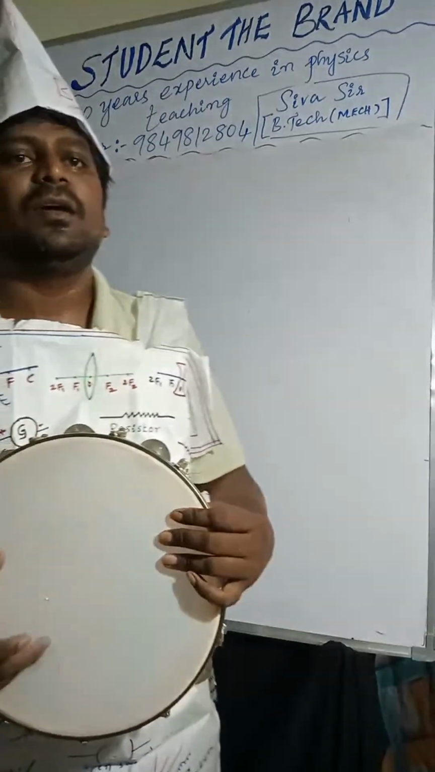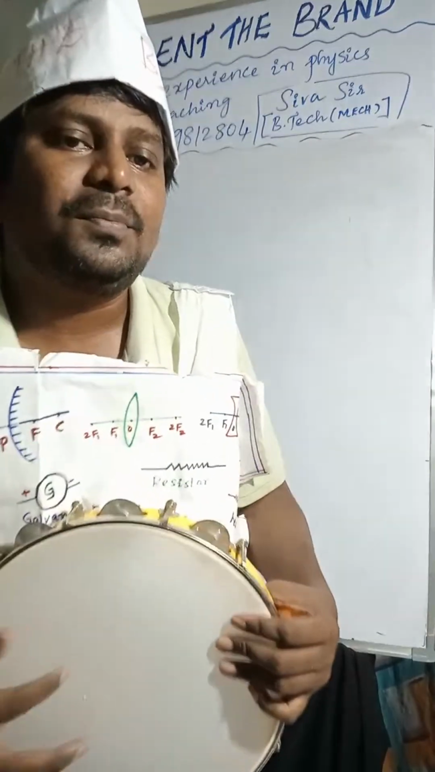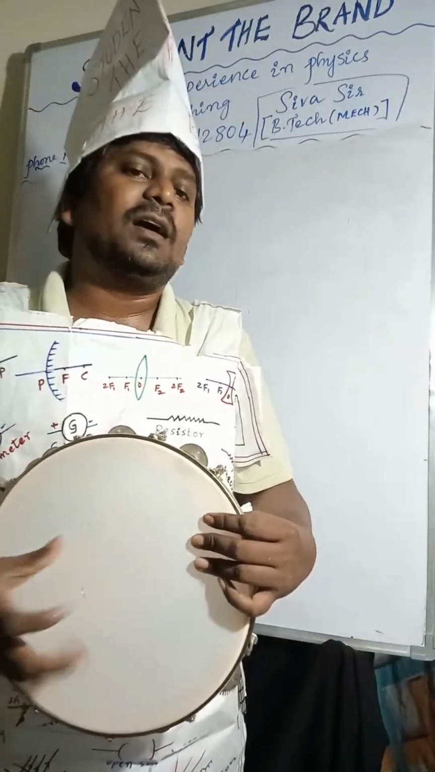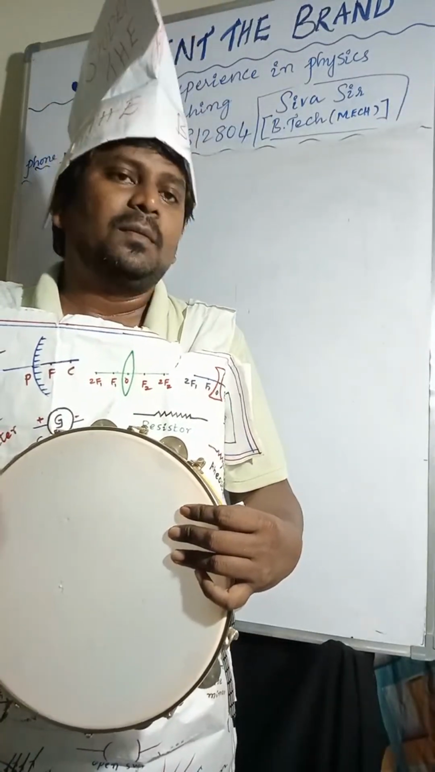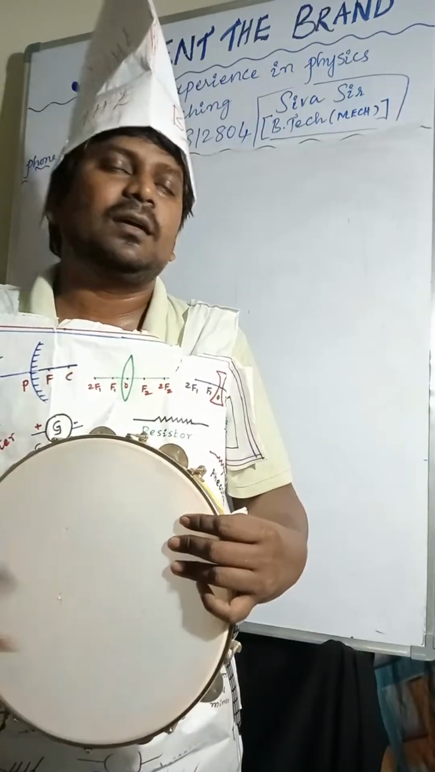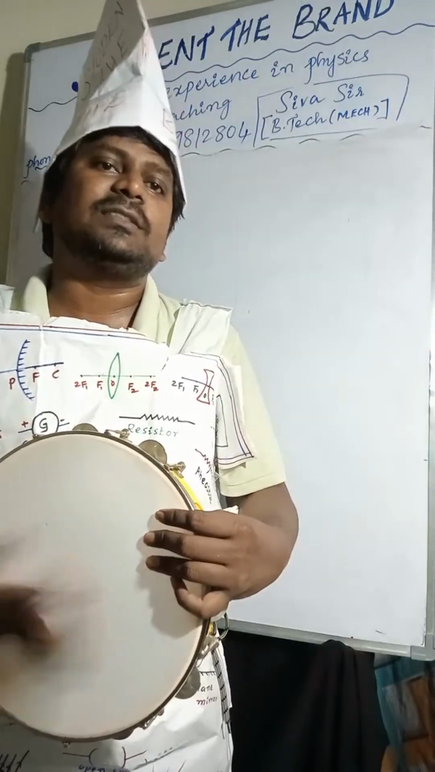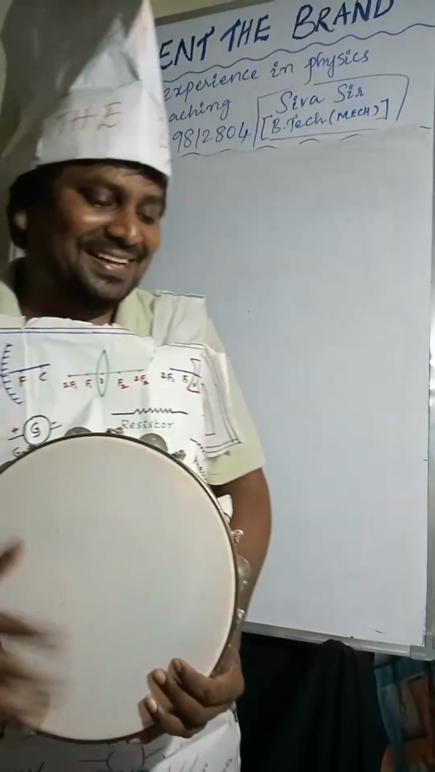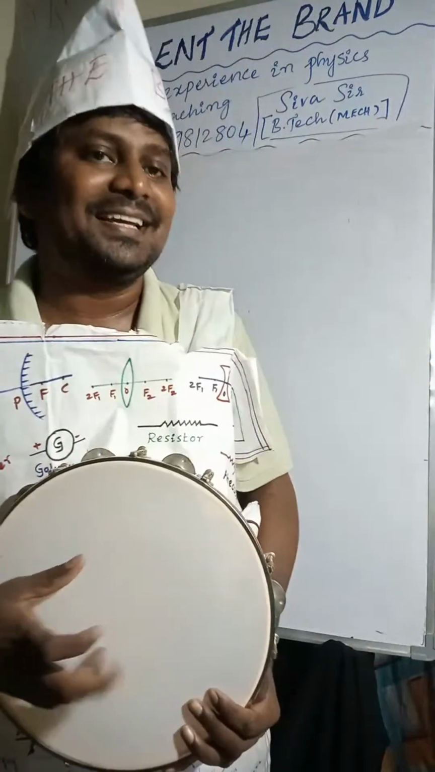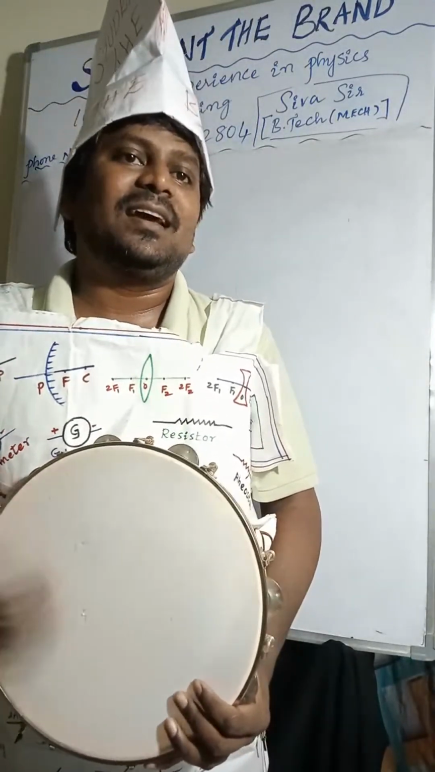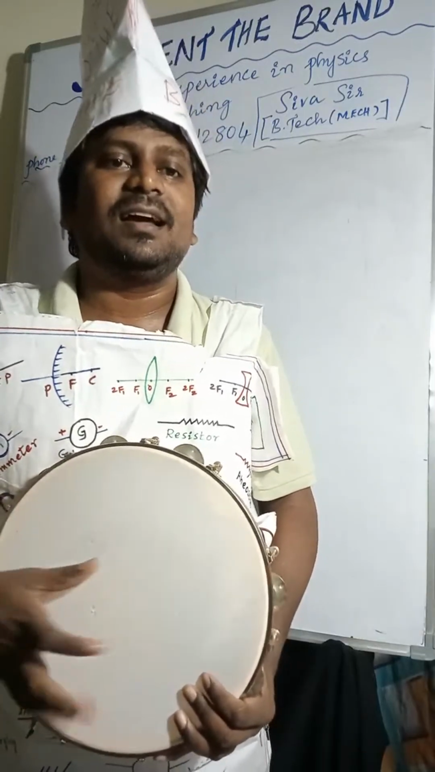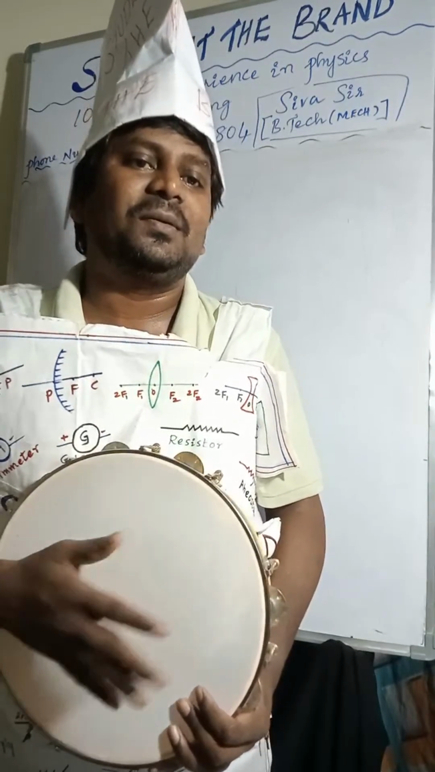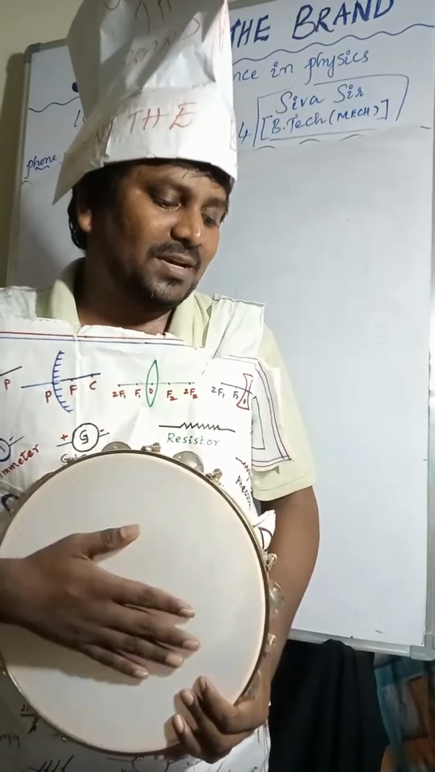Myopia: near distance we can see, far distance we cannot see. For the correction of myopia, we are using a concave lens.